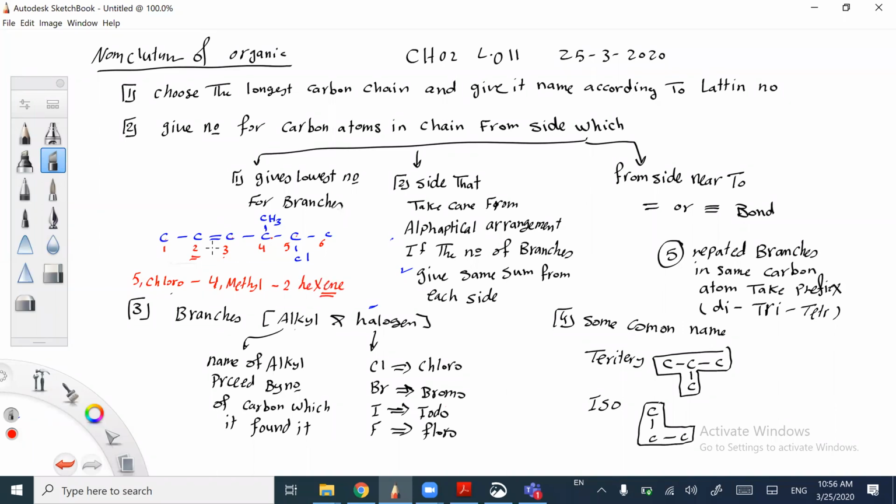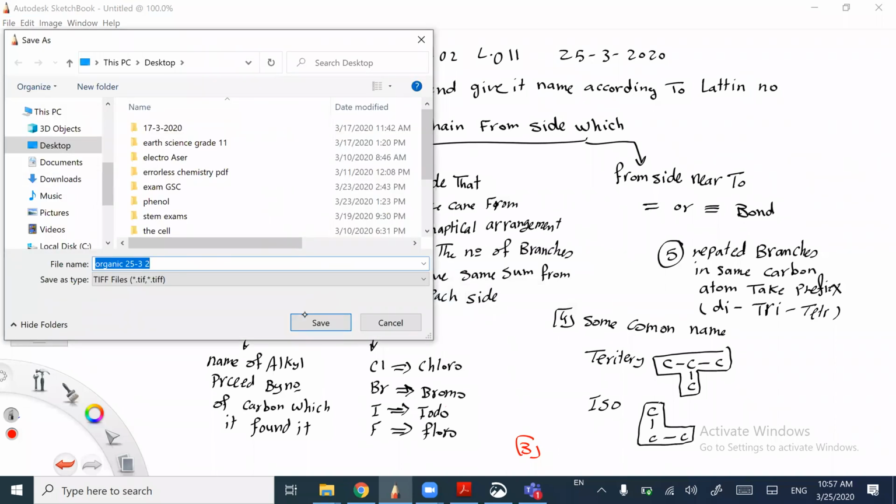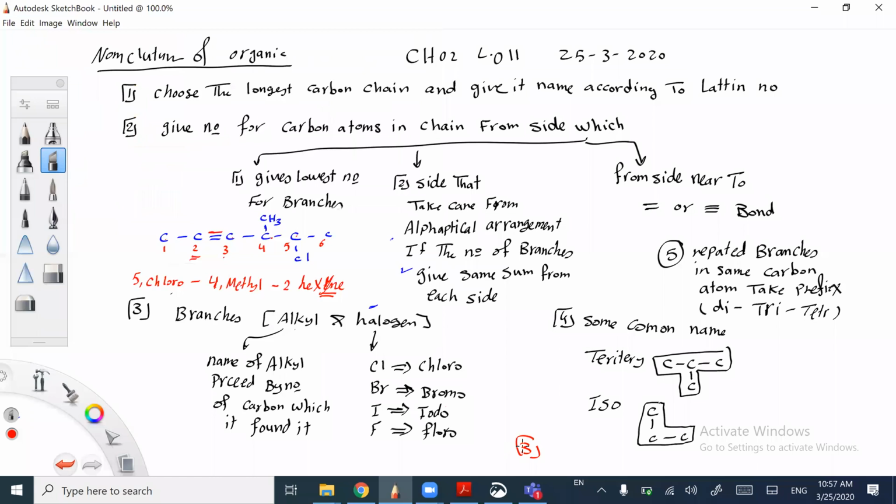If we replace it with a triple bond, it will be hexyne. Okay. For some common names like tertiary and iso, let's talk about an example in the Zomdal test bank. It will be slide number 3, or slide 2, the second slide.